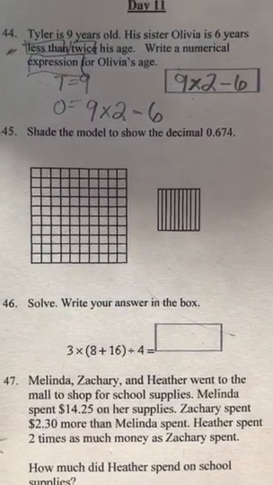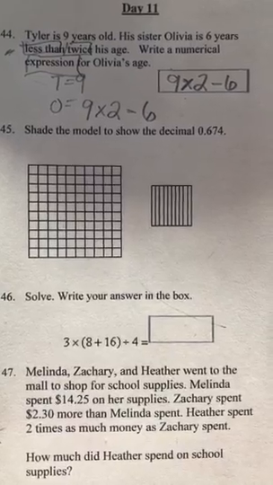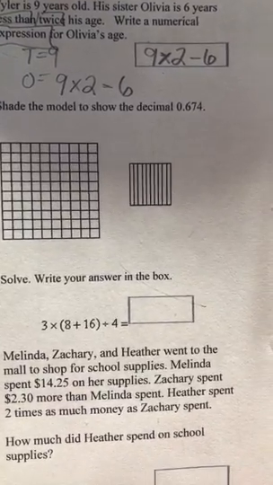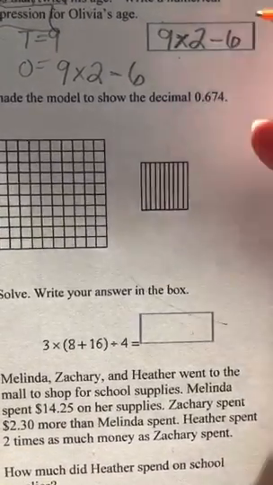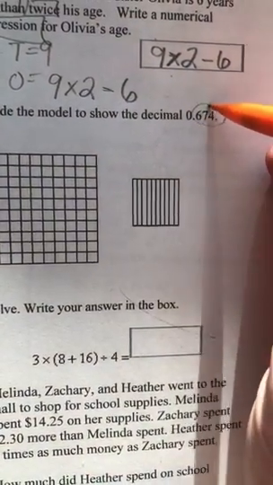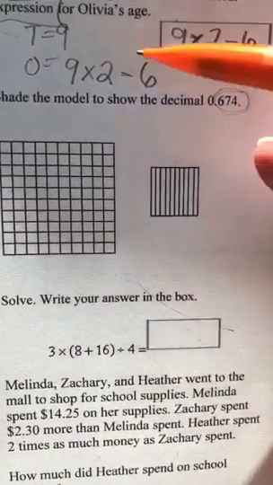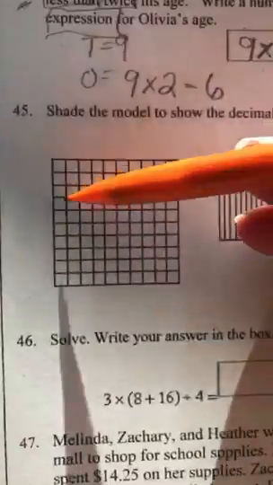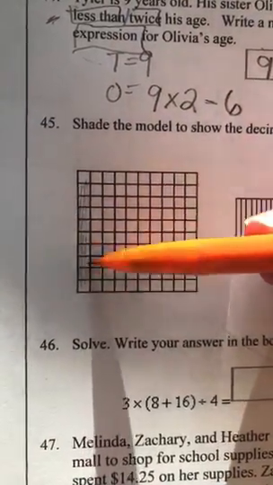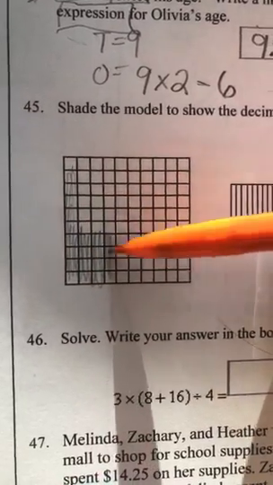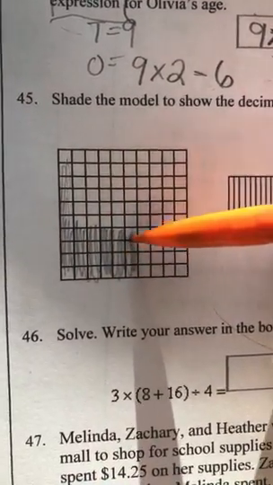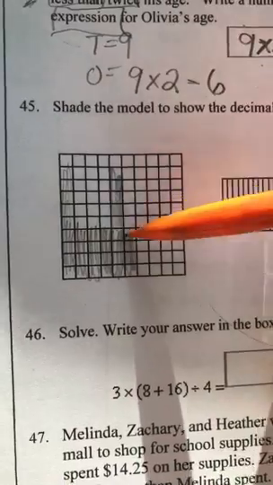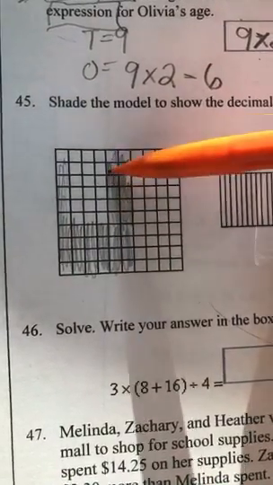Okay, let's look here. It's telling us to shade the model to show the decimal 674 thousandths. So 674 thousandths, I can definitely do 6 tenths. 6 in my tenths place, so 6 tenths. 2, 3, 4, 5, 6. There's my 6/10.